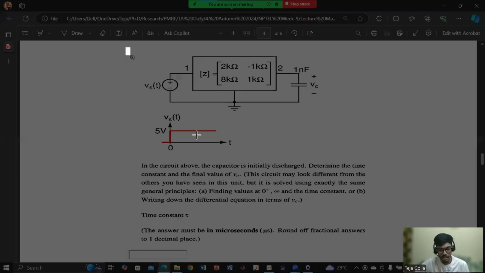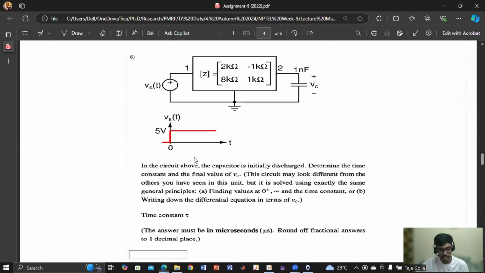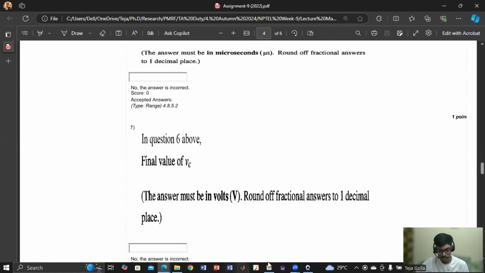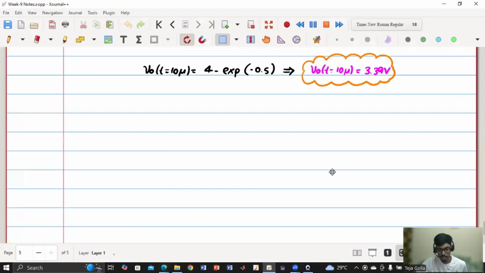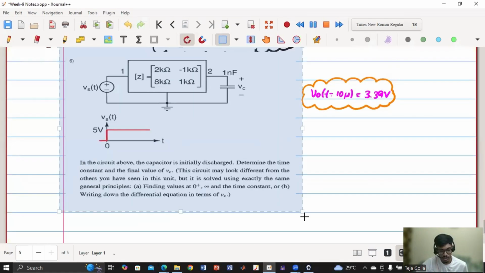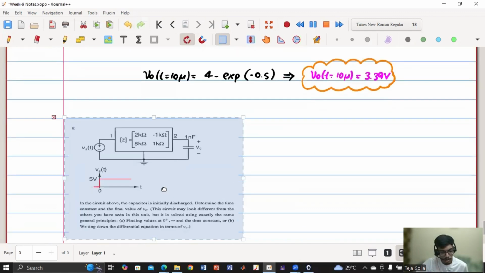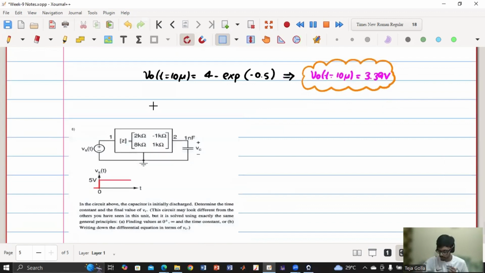So they are asking the time constant and the capacitor voltage. So there are two parts in this. First, they are asking time constant followed by the VC. I hope you are able to see my screen. So this becomes our question 4 for today's session. Are you able to see my screen? Yes, sir. Okay. So this is our question number 4.